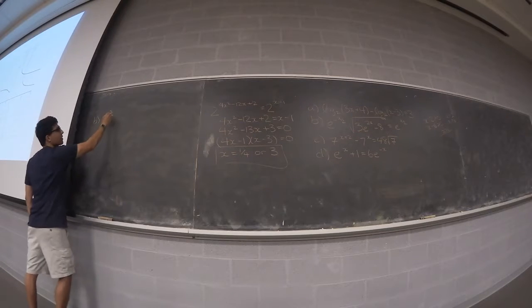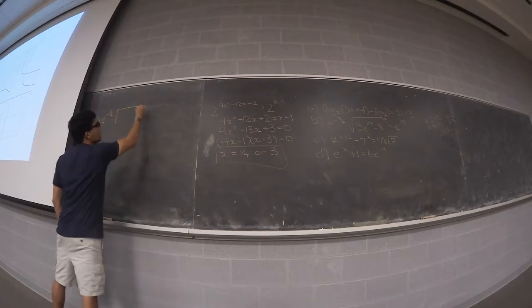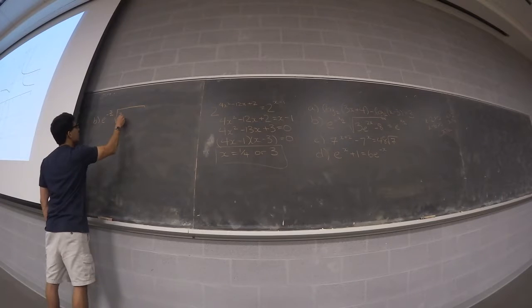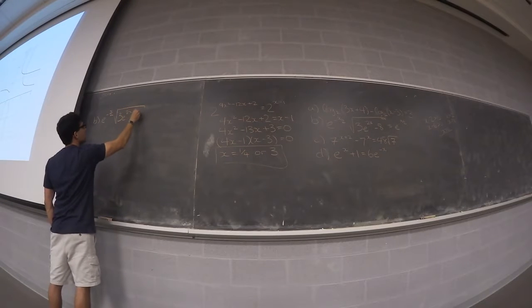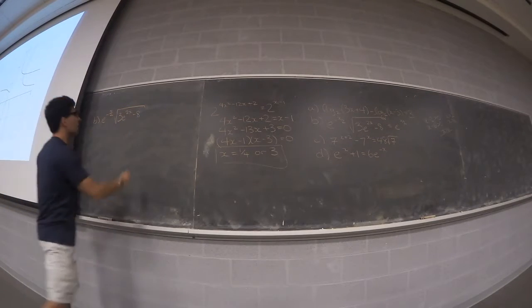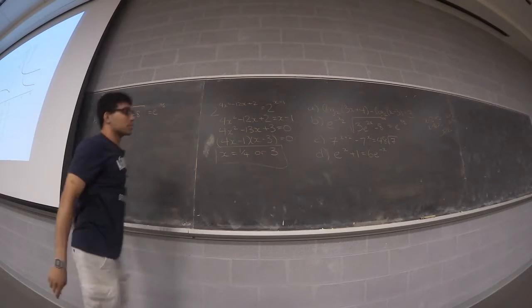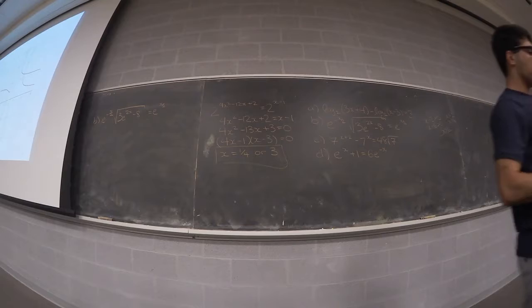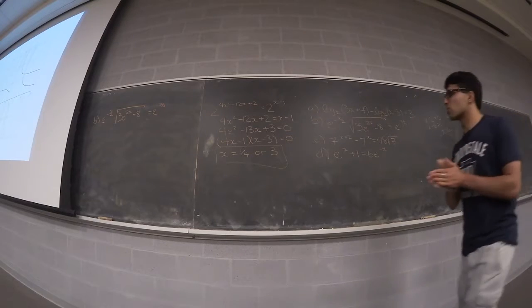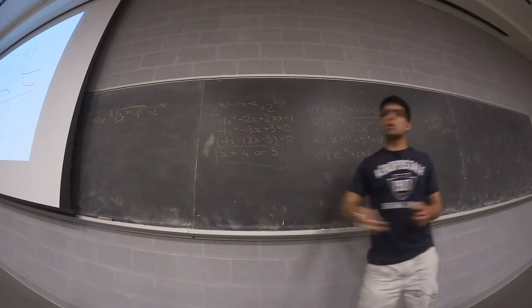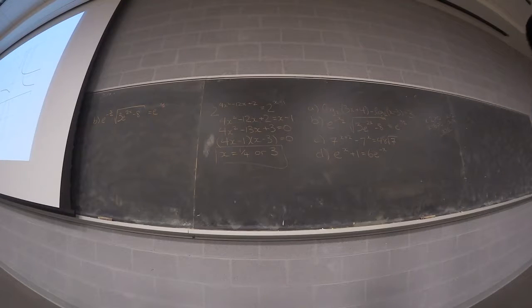e to the minus x over 2 times square root of 3e to the 2x minus 8 equals e to the x over 2. All right, what seems like a good idea? It's similar-ish to what seemed like a good idea last time. Sort of. What do you want to do?